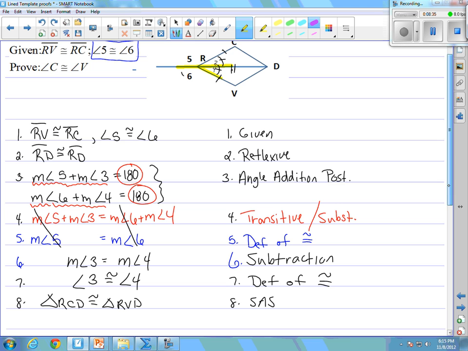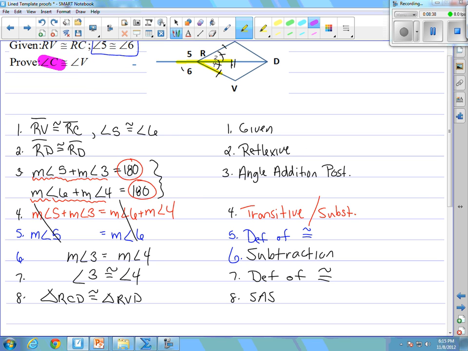And now that I've got side angle side, that's not what we wanted to prove, but we did want to prove that parts of these triangles were congruent. So angle C and angle V, they're corresponding parts. If I look, C is the middle term here, V is the middle term there. So step 9, we can say angle C is congruent to angle V. And my reason will always follow SAS or SSS or ASA: corresponding parts of congruent triangles are congruent, CPCTC.